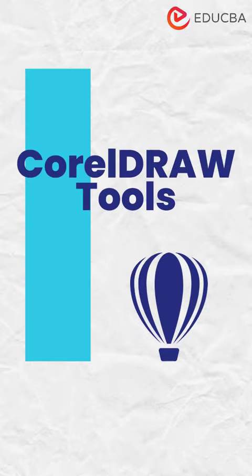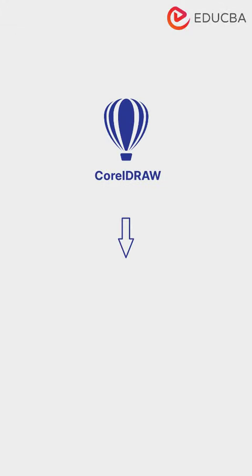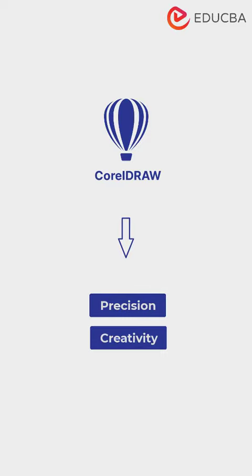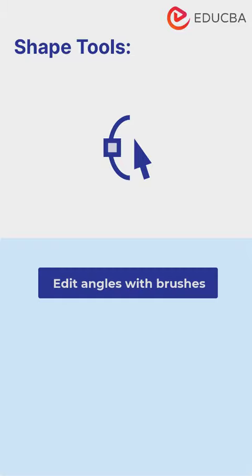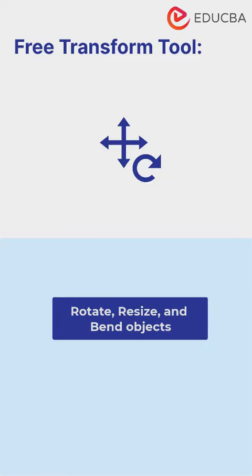CorelDRAW tools. CorelDRAW, the go-to graphics tool since 1989, offers precision and creativity with essential tools like Pick Tool, resize and transform objects effortlessly. Shape Tool, edit angles with brushes like Smudge and Roughen. Free transform tools, rotate, resize, and bend objects freely.